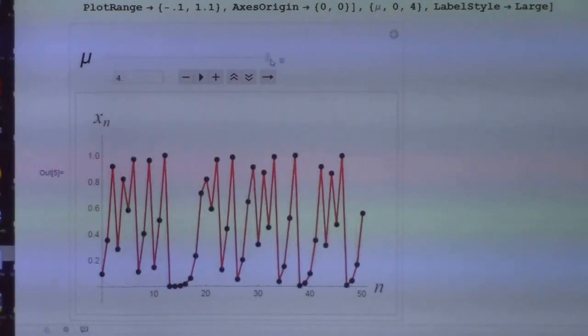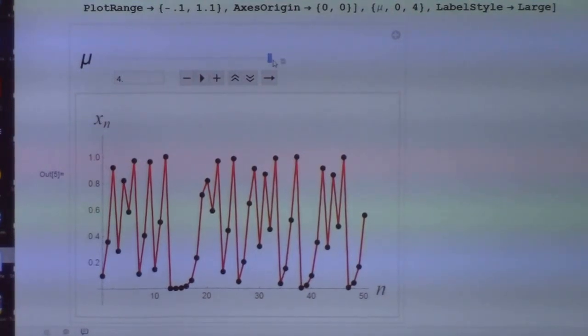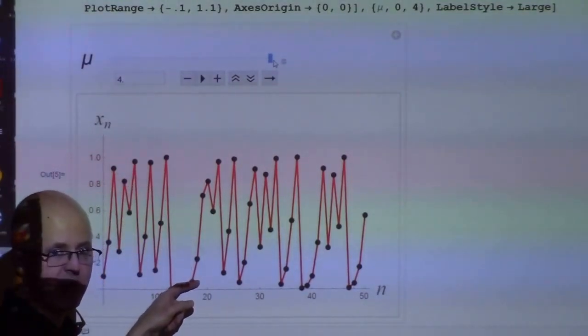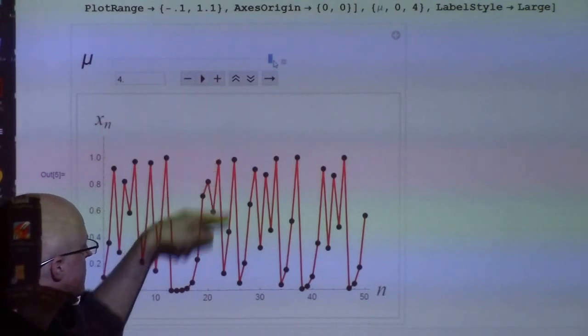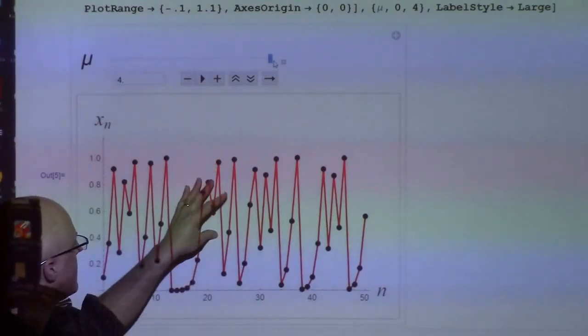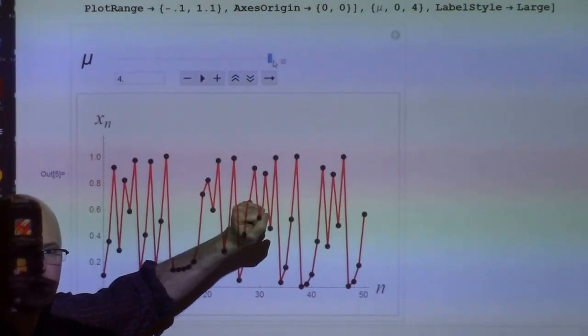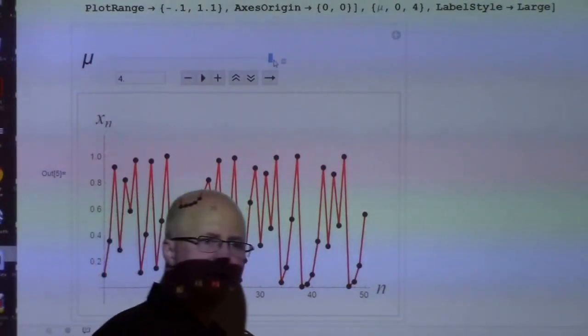But in the end, when mu is 4, you have chaos. Actually, even when mu is less than 4, you have some chaos, some pretty unpredictable stuff. But there are patterns. Low values tend to give you low values in the next iteration. High values tend to give you low values in the next iteration. The real chaotic behavior is sort of in between. It's pretty unpredictable. How does that transition to chaos?